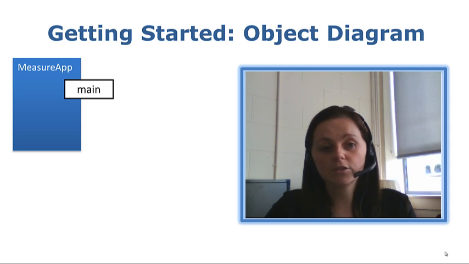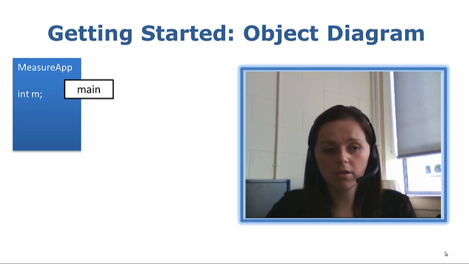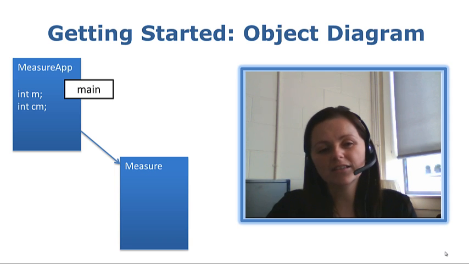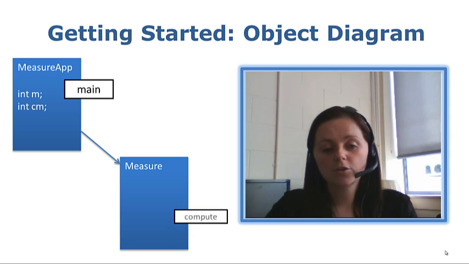This class is going to use two variables, int m and int cm for centimeters. We're also going to make use of another class, and that particular class is Measure. Okay, so Measure is where we're going to do our calculations. So we're going to have a method in this class called compute, and in that method we'll do our calculations to calculate how many centimeters in that number of meters.